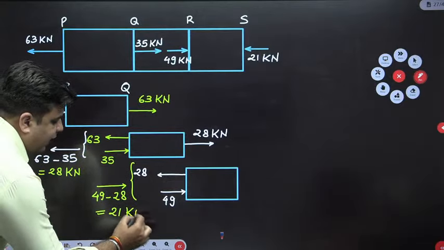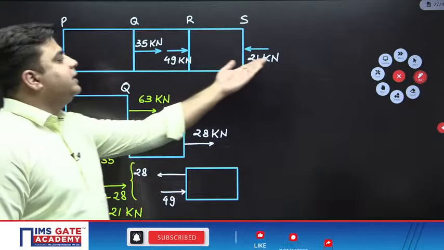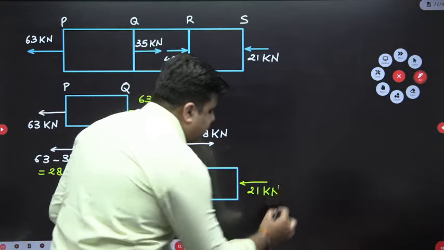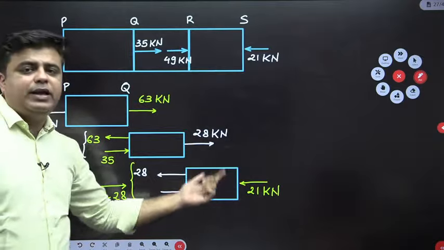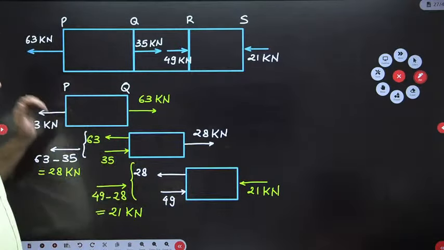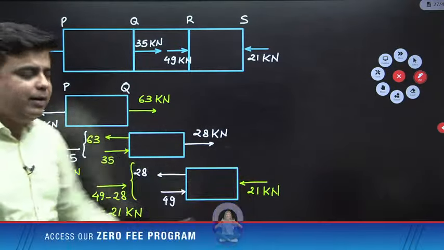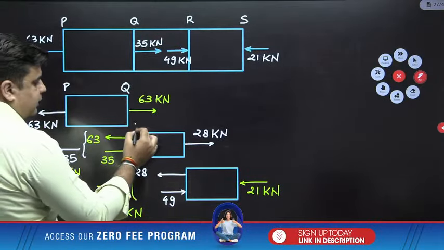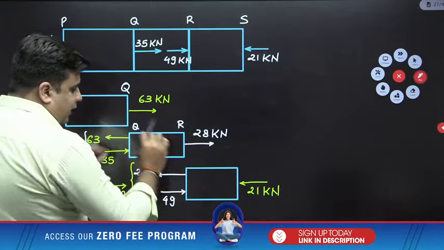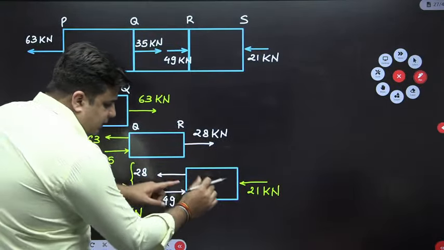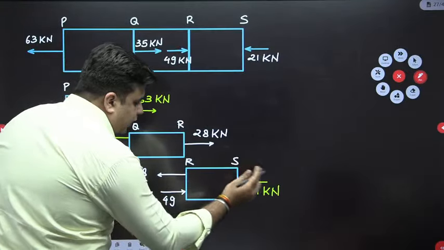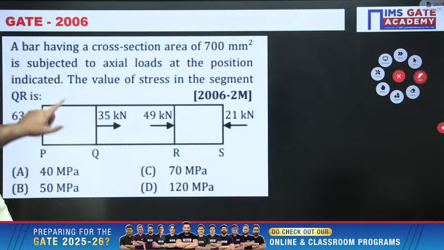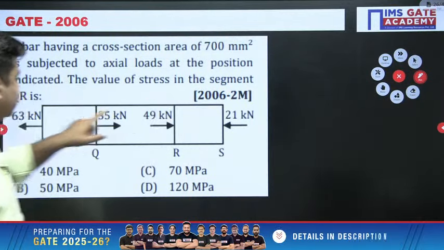Sir, without calculating, how have you written it? Because this side 21 is acting inwards, and if 21 does not act on this left side, then how will this be in equilibrium? So this is the free body diagram of all the elements, where this element PQ is subjected to an axial load of 63. This element QR is subjected to an axial load of 28, whereas this element RS is subjected to a compressive load of 21 kilonewton. Now what are they asking? They are asking you to find out the value of stress in the segment QR.